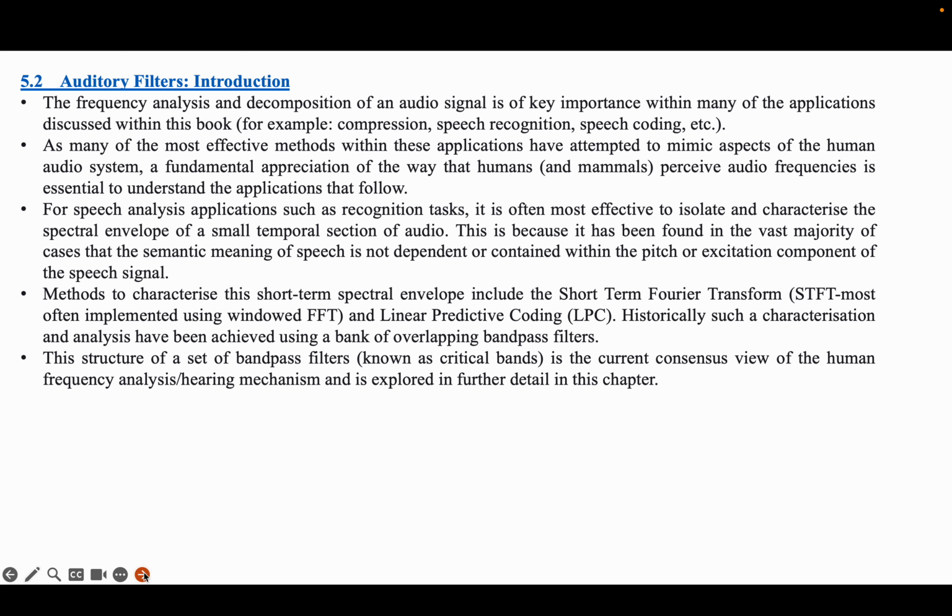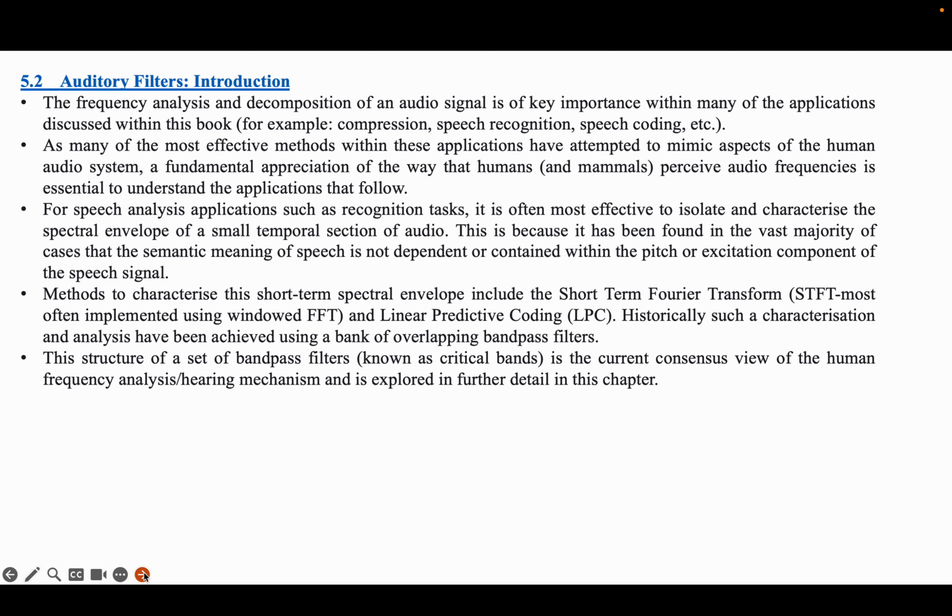Methods to characterize this short-term spectral envelope include the short-term Fourier transform, which is usually implemented, as we've seen, using a windowed FFT, or linear predictive coding, which we'll discuss a little later in the class this semester. Historically, such a characterization and analysis have been achieved using a bank of overlapping bandpass filters, often referred to as a filter bank. In many ways, as we've discussed when talking about the cochlea and the basilar membrane, this is how the human ear works.